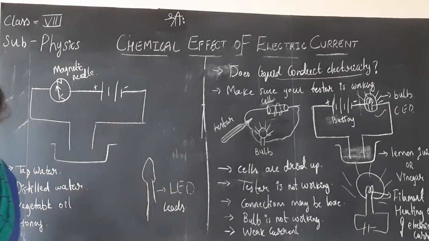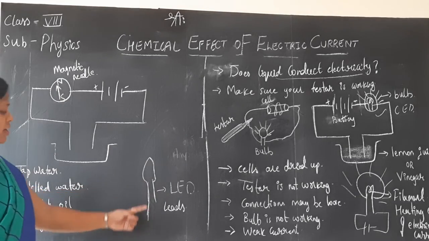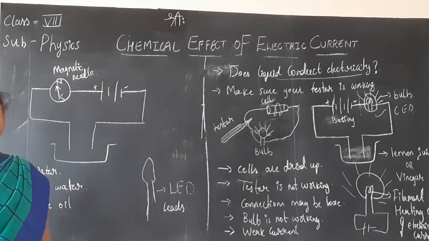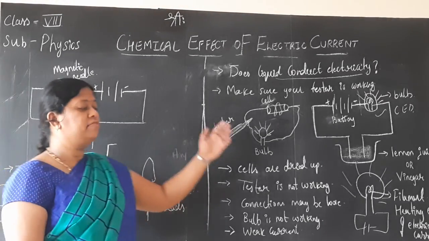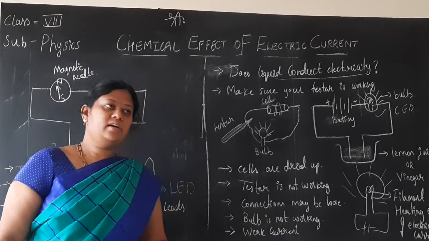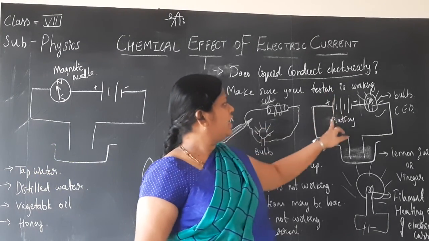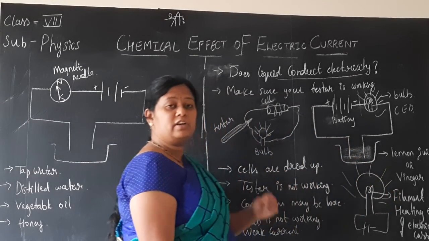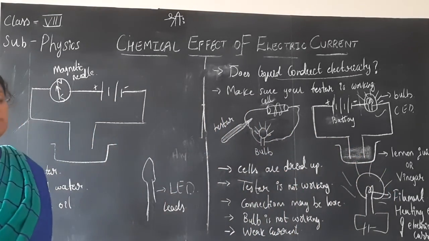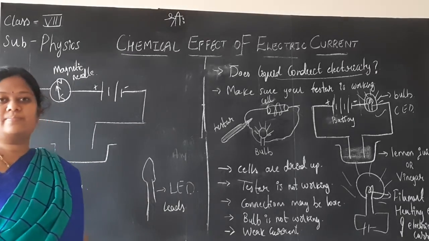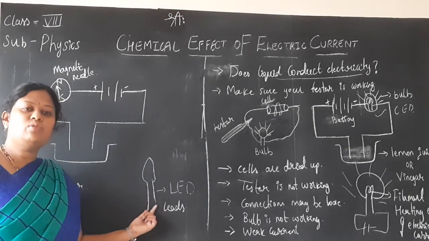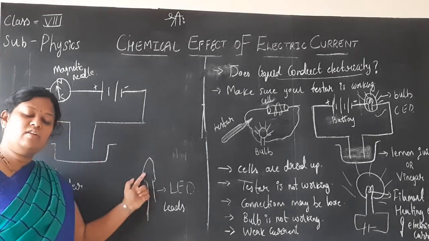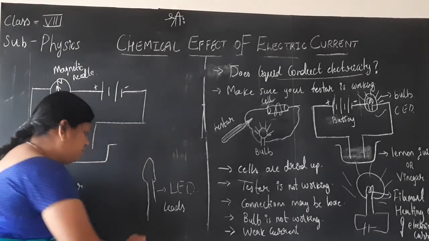L-E-A-D-S, called the leads. One lead will be longer, one lead will be shorter. I already told you the difference between the cell and a battery. And I also told you a long line indicates positive, a short line indicates negative, isn't it, children? So when you are connecting an LED bulb in the circuit, you fix it as you want. LED has two leads. The longer wire or the longer lead is called the positive.